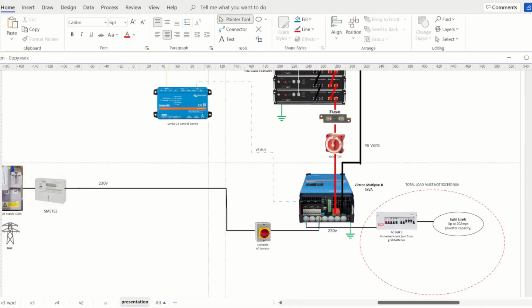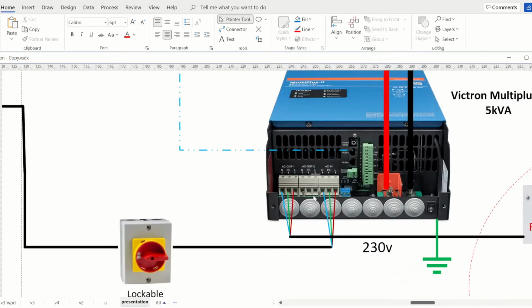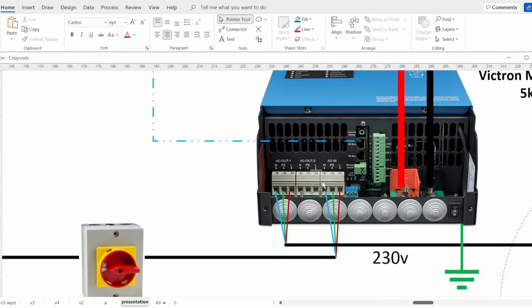This video is to explain the different outputs that are available on a Victron Multiplus. The Victron Multiplus has an AC input, AC out 1 and AC out 2. AC in is bidirectional, so don't get too hung up on the fact that it's the input. It is also the output, so you don't actually need to connect anything to AC out 1 or 2 if you're using it in what I call single-legged mode, which I'll come on to explain.